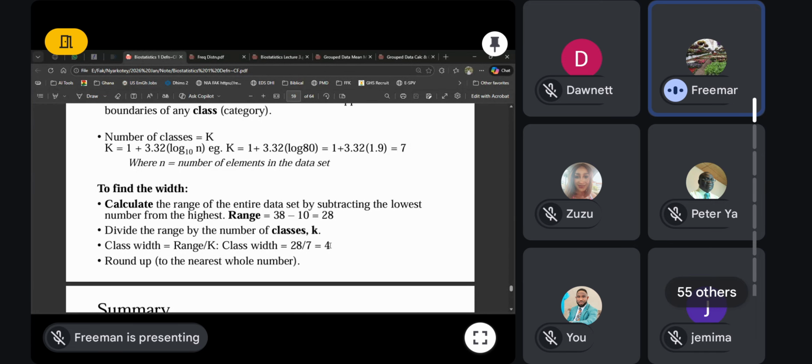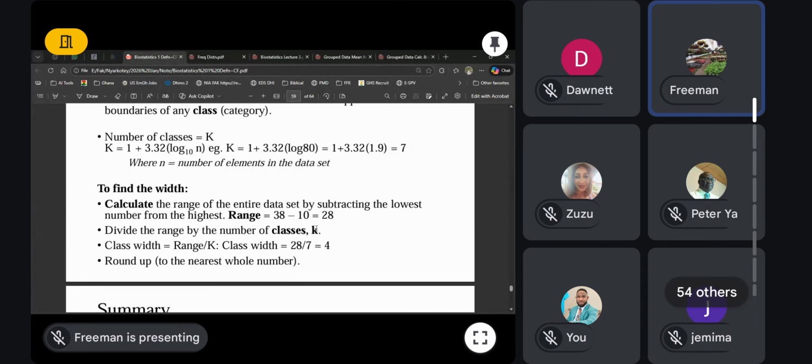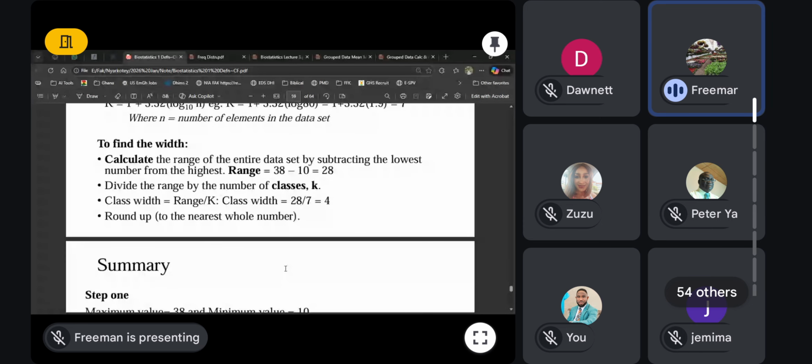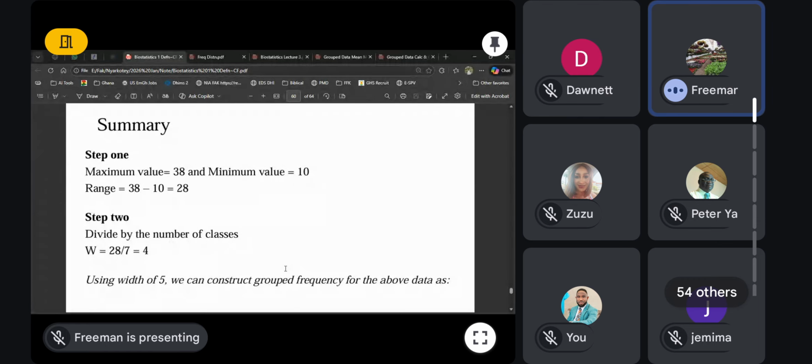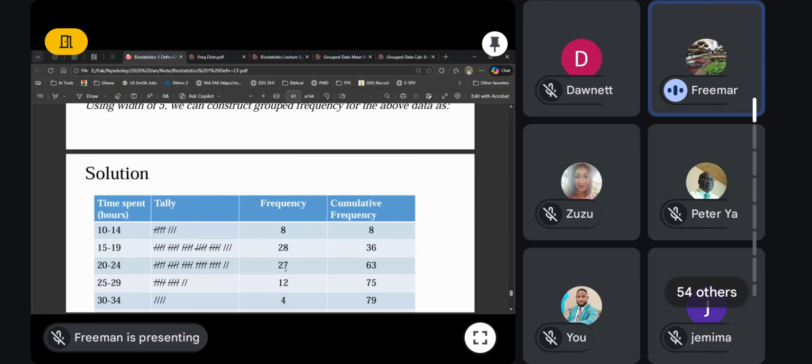There's no problem if you make the width of your class 5. There's nothing wrong. What this means exactly, I will explain very soon. When the need arises, you can round up to the nearest whole number. You approximate to the nearest whole number. The same exercise has been done here.